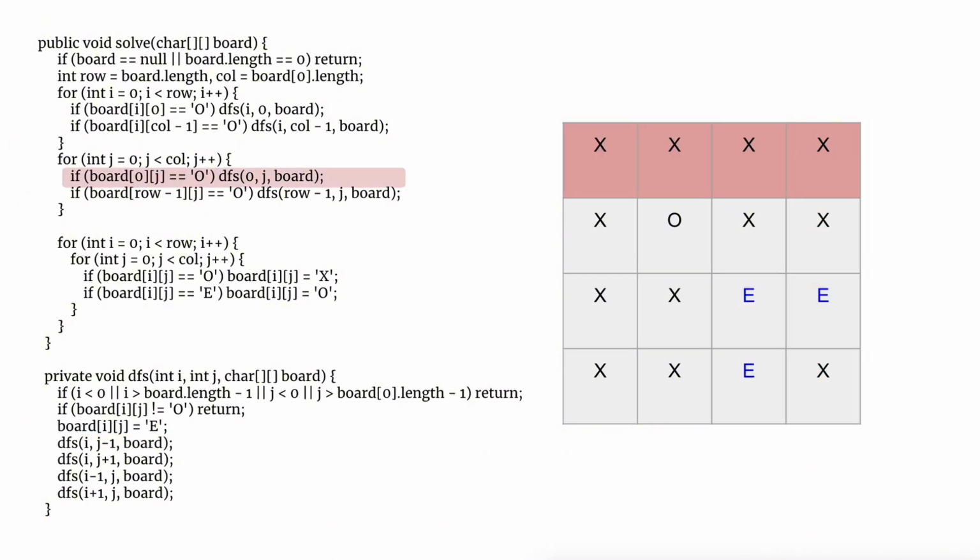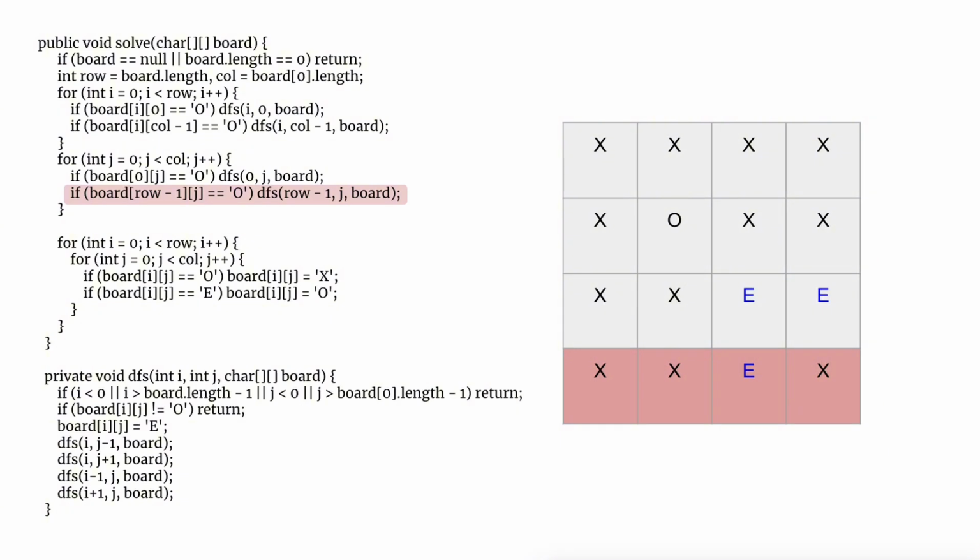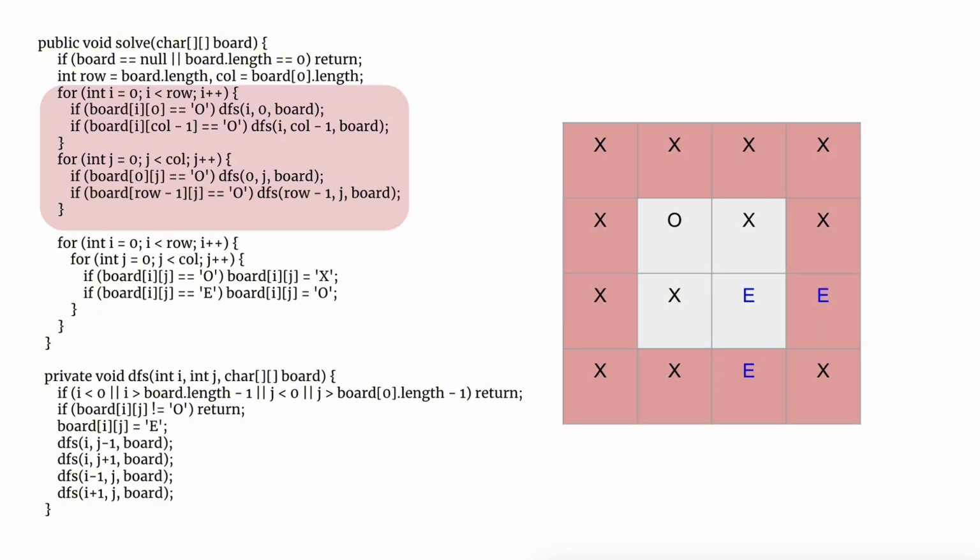We have already checked the leftmost and rightmost columns of the matrix boundary for Army O soldiers. Now we're checking the top row and then the bottom row. So this means we have thoroughly examined each side of matrix boundary for Army O soldiers.